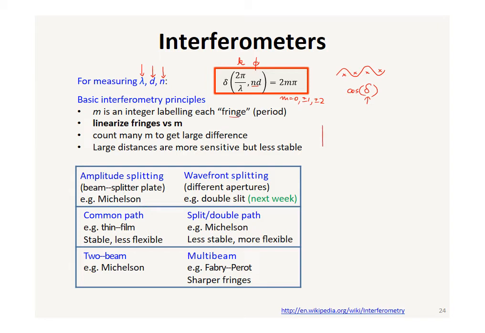In the laboratory, you'll often have to do a measurement of some kind as a function of m. It'll be your task to work out what function of that measurement you need to plot on the y-axis in order to get a linear relationship between m and that measurement. Furthermore, if you count more and more orders, you'll find that your fit will actually improve in accuracy. Although you'll find if you go too far, then things may go a little bit unstable.